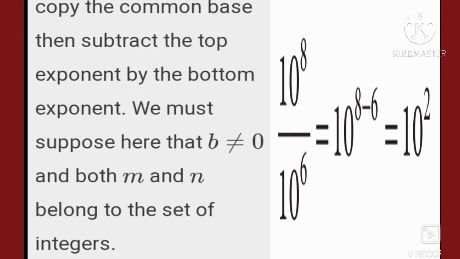So here, 10 to the power 8 divided by 10 to the power of 6 gives the common base 10 to the power 8 minus 6, the difference between the exponents. That is, subtract the top exponent by the bottom exponent, which gives 8 minus 6 is 2. That is 10 to the power 2, which is the resultant exponential number.